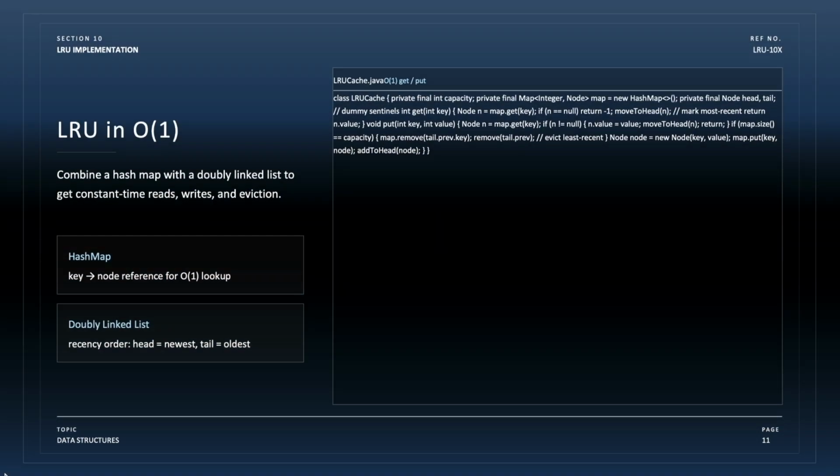Let's briefly look inside an LRU cache. Two data structures make it work. A hash map provides constant time lookups, while a doubly linked list keeps track of which items were used most recently. Every access moves an item to the front of the list, and when the cache becomes full, the item at the end is removed. Together, they make reads, writes, and evictions all run in constant time.